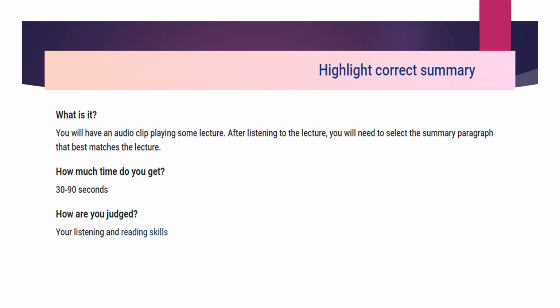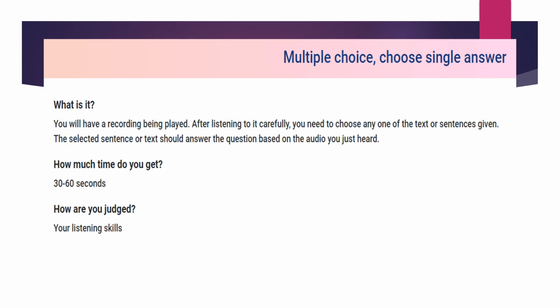For highlight the correct summary, you will have an audio clip playing some lecture. After listening to the lecture, you will need to select the summary paragraph that best matches the lecture. You're having 30 to 90 seconds for this task, and your listening and writing skills will be judged.